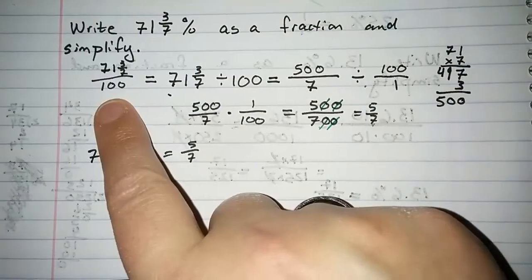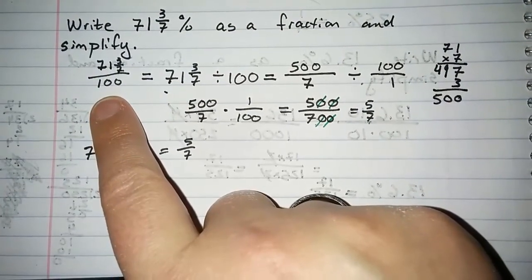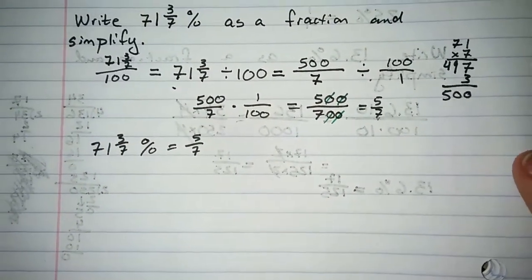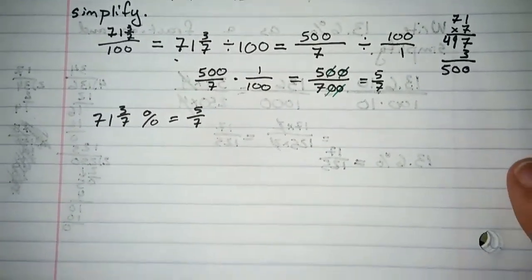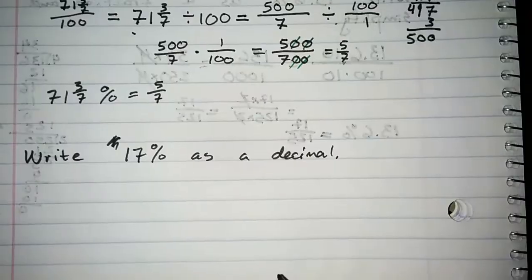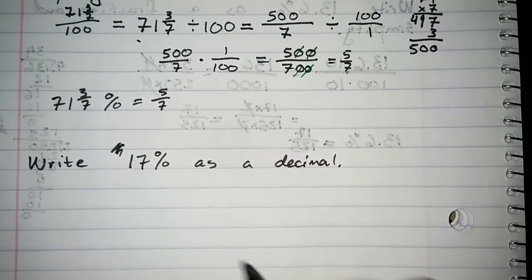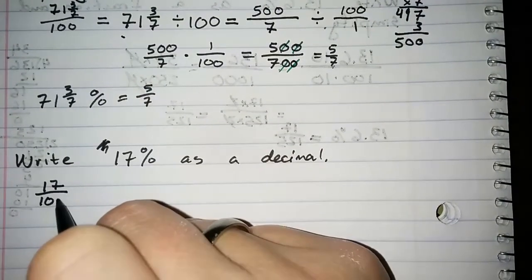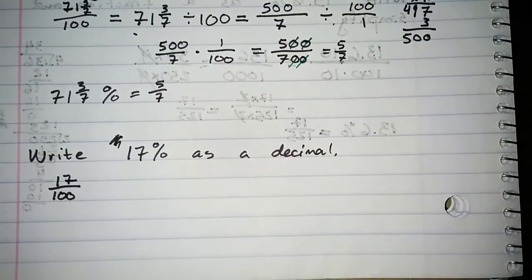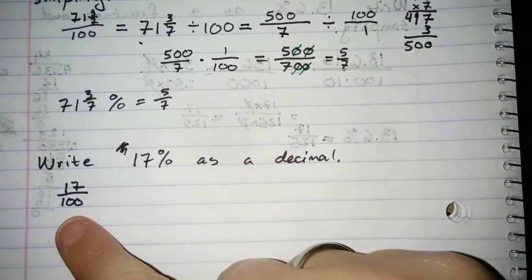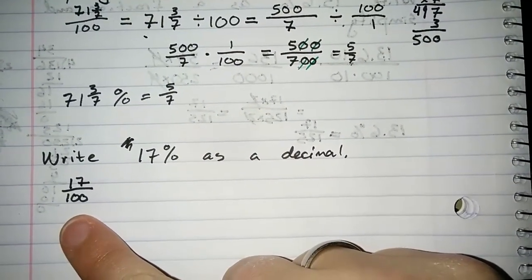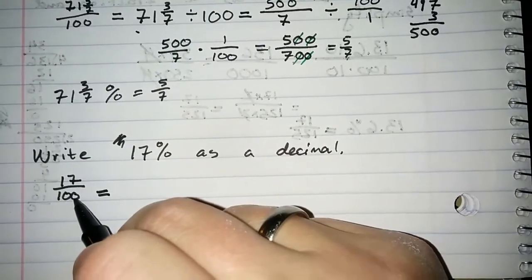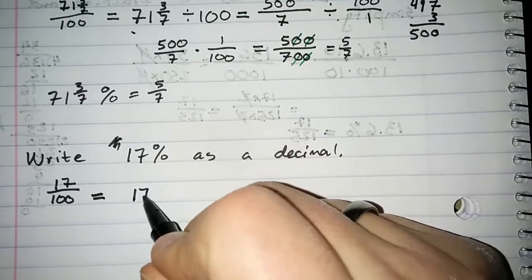Now these fractions that we get by rewriting percents, these are potentially very nice fractions, right? They're potentially decimal fractions. 17% as a decimal. Well, 17% is 17 out of 100. But look, this is just a decimal fraction, right? 2 digits to the right of the decimal point, since I have 2 zeros in the denominator.